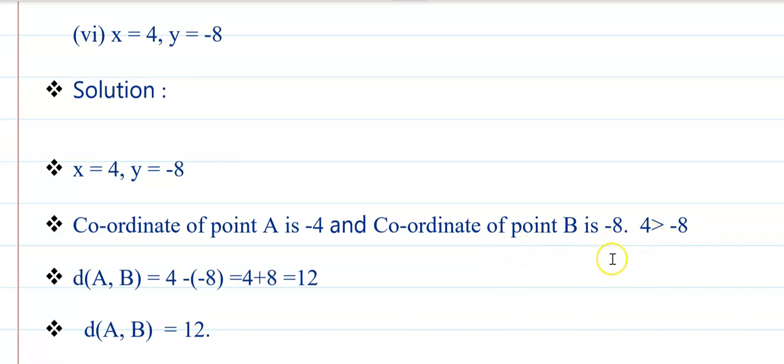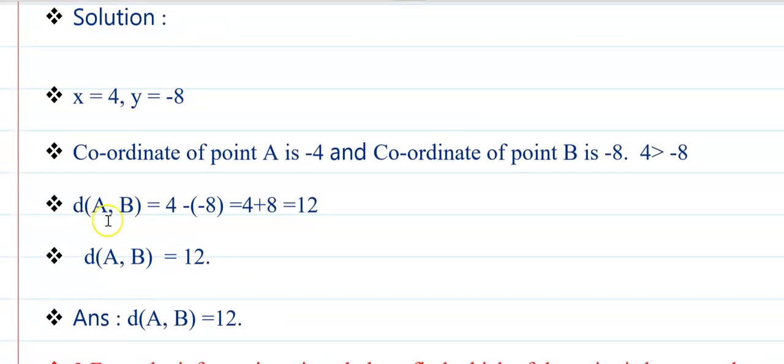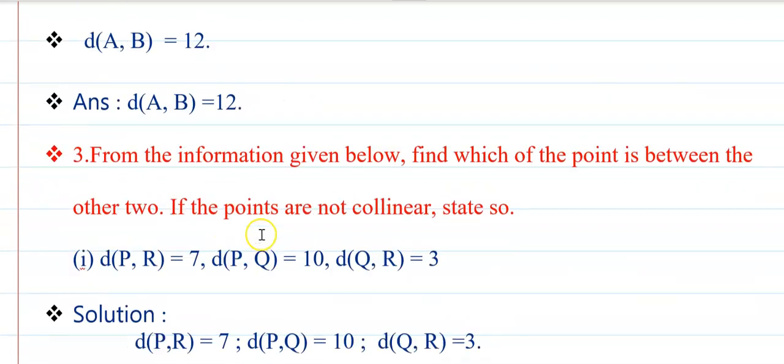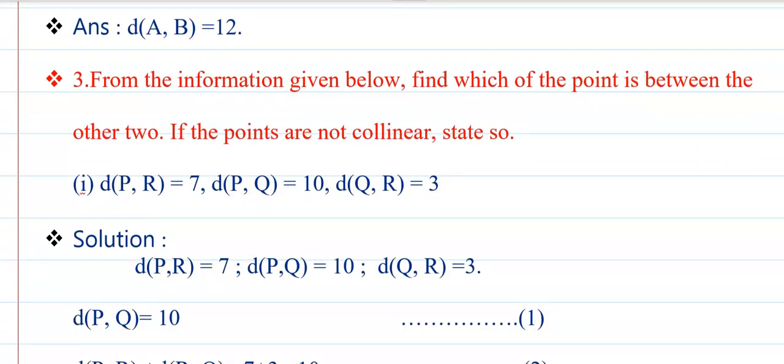4 is greater than minus 8, and that's why distance AB is equal to 4 minus in bracket minus 8. Now here minus minus will become plus, that is 4 plus 8, that is equal to 12, and that's why distance AB is equal to 12. Now we start question number 3.